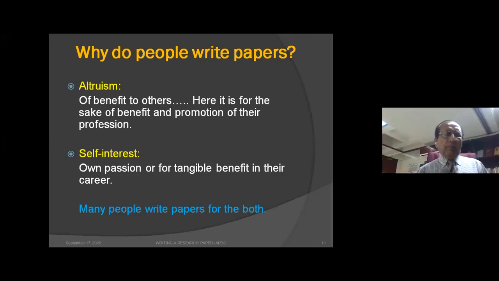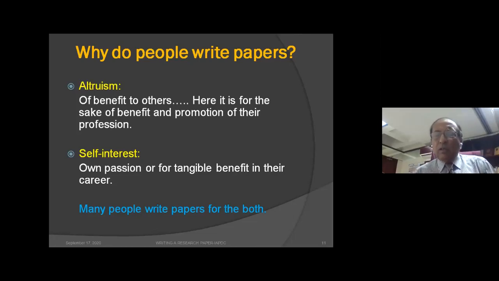And the second, smaller objective is sometimes self-interest. There's a passion in people. Like I have written so many papers, I can say that I have a passion for this kind of work, for research and for producing papers. And in universities and academic institutions in engineering, they generally write papers for another reason also, to give tangible benefit in their careers. They get promotion, they get honorariums on the basis of that.